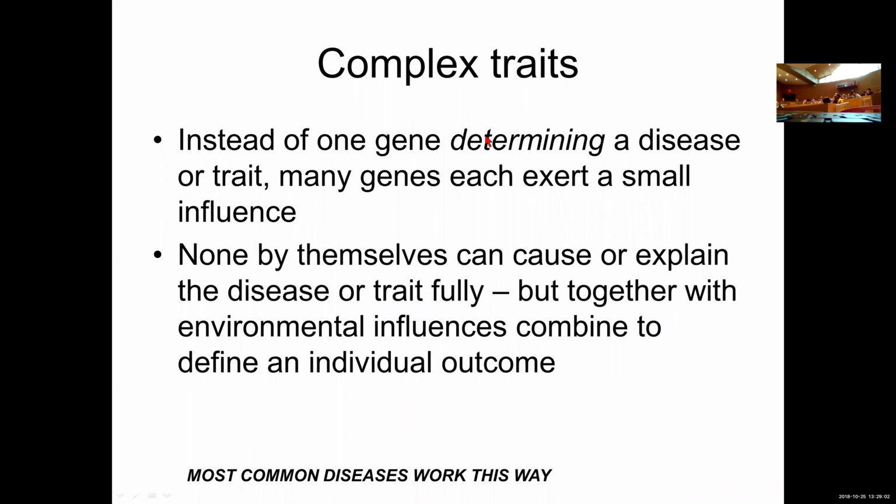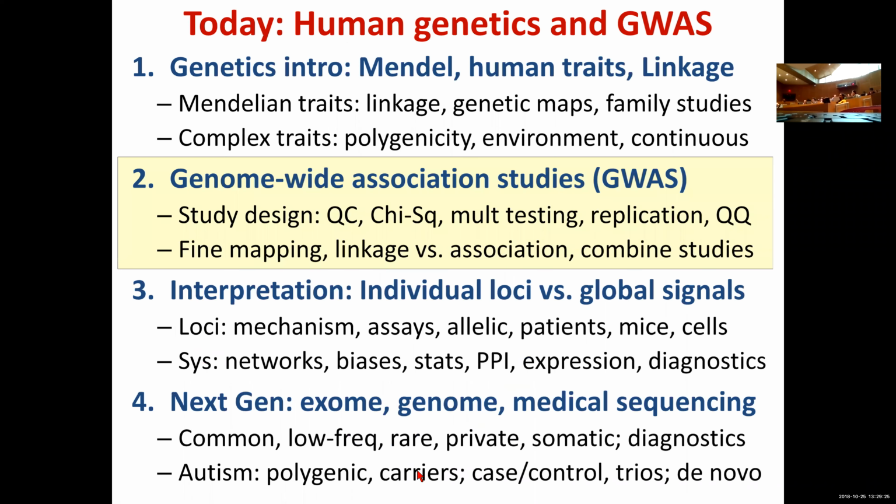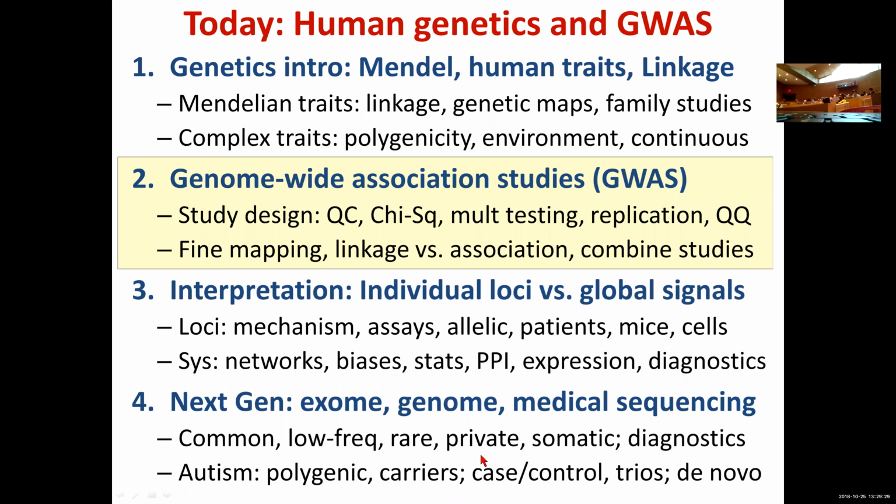So instead of one gene determining if a disease or a trait would manifest, many genes would exert a small influence. And none by themselves would cause or explain the disease or trait fully, but together, along with environmental influences, would combine to define an individual outcome. Basically, we suddenly started to realize that most common diseases, in fact, work this way. So this is basically what started changing about 15 years ago.